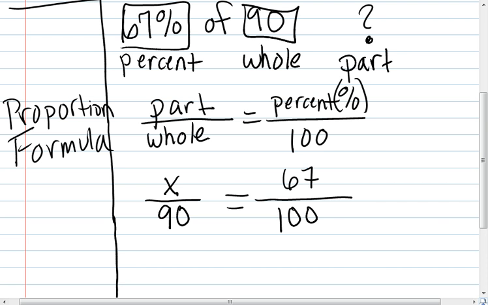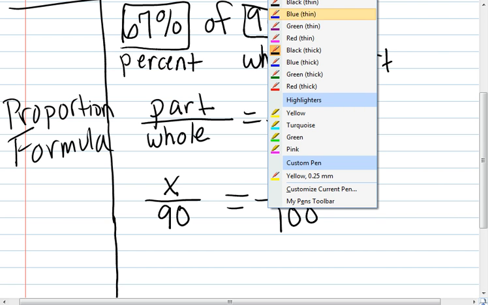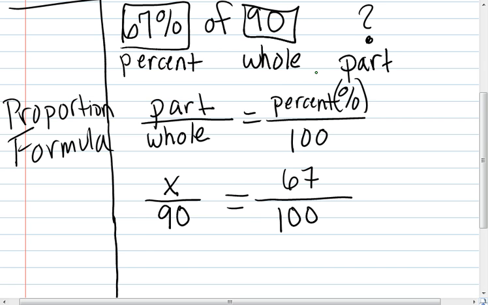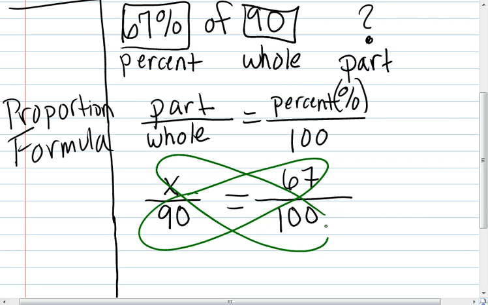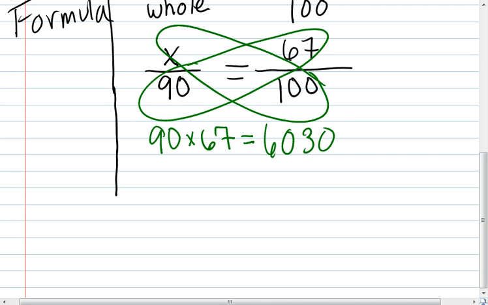Now this is when you go back and do your butterfly with your cross multiplication and your division. So I'm going to draw my little butterfly to help me remember. And so I'm going to multiply 90 times 67, and I'm going to punch that in my calculator. When you multiply that out, you get 6,030.